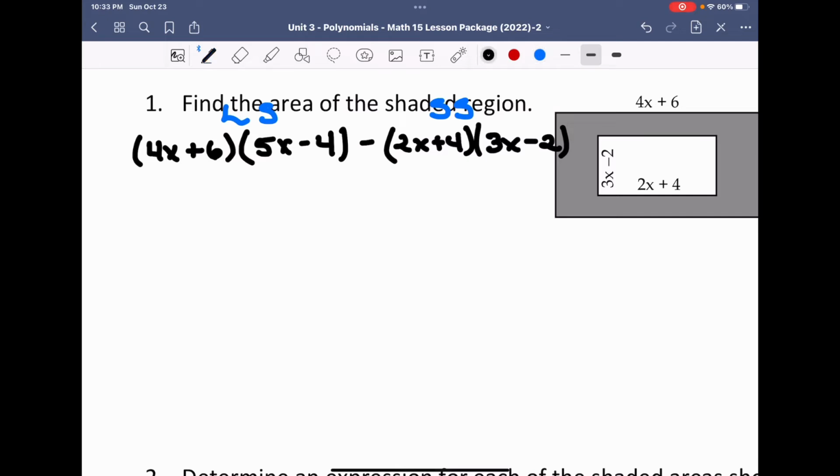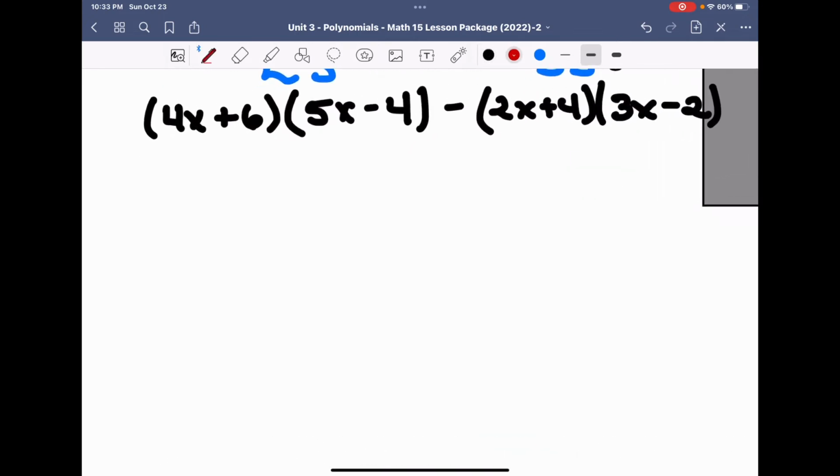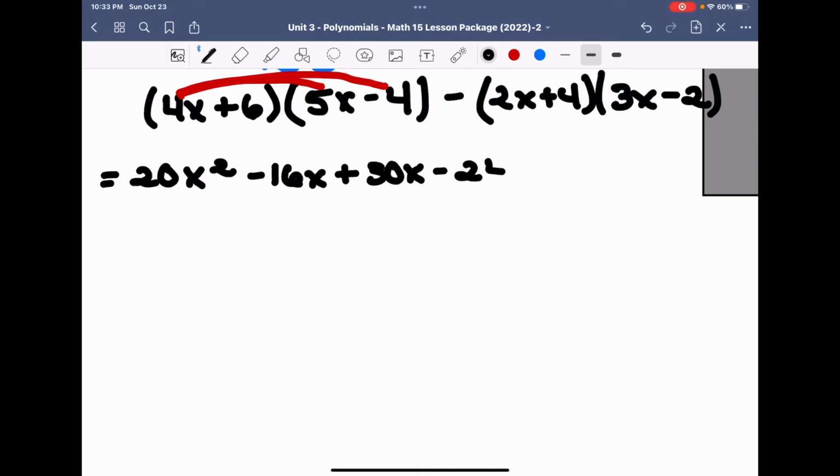Well, we've seen this before in the warm-up. It's binomial times binomial minus binomial times binomial. I'm going to save subtracting until the last step here. So if I do my first binomial expansion, well, this is 4x times the second two terms. That's 4x times 5x, which is 20x squared. We have 4x times a negative 4, which is negative 16x. 6 times 5x is plus 30x. 6 times a negative 4 is negative 24.